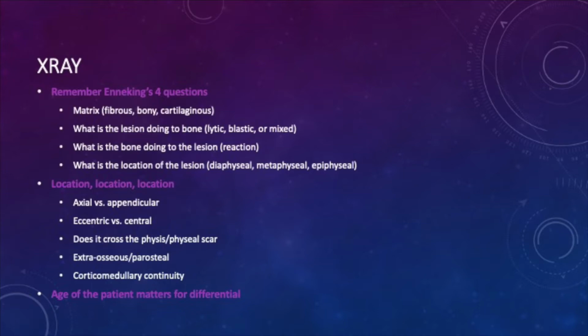Diaphyseal, metaphyseal, epiphyseal, and additional location things that matter are, is it axial or appendicular? Is it eccentric or central within the medullary canal? Does it cross the physis or the physeal scar if it's an adult? Is it extraosseous or parosteal, meaning stuck to the surface of a bone? Is there corticomedullary continuity with the lesion in the bone? And the age of the patient also matters for the differential diagnosis, whether or not it's a child, a young adult, or an older adult.